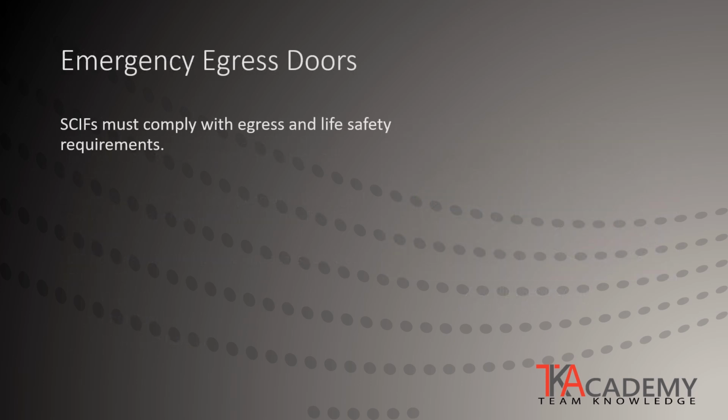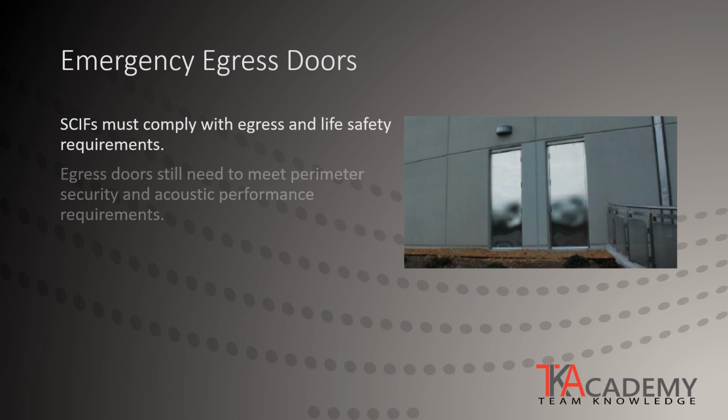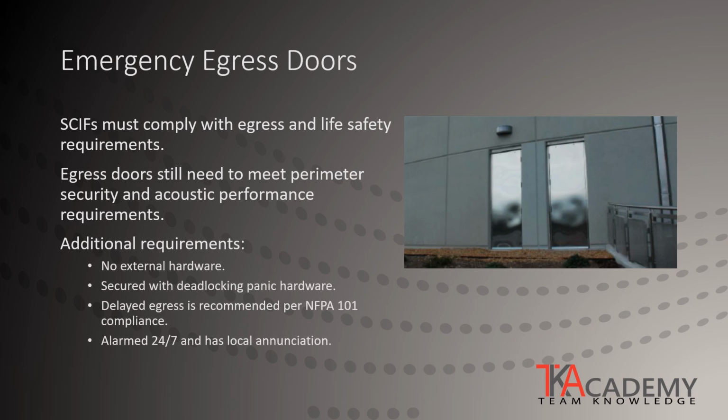Even being a secure space, a skiff still needs to meet egress and life safety requirements. On larger sized skiffs with an occupancy of 50 or more, a second doorway for emergency egress will be required. When this occurs, the egress door will need to meet the same physical security and acoustical performance requirements for a skiff door. In addition, egress doors will have no external hardware so that there can be no unauthorized entry or a second point of entry into the secure space. The door should be secured with panic hardware, and it is recommended that the door has a delayed egress action compliant with NFPA 101. The egress door must be alarmed and provide local annunciation within the skiff for when the door is open.